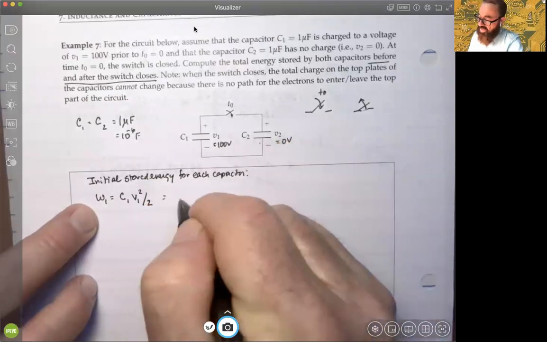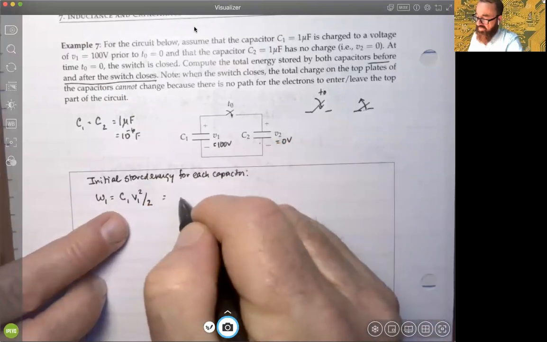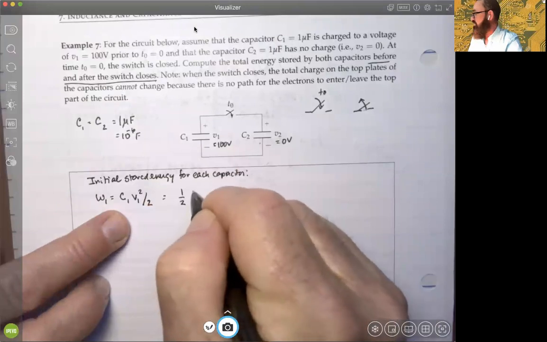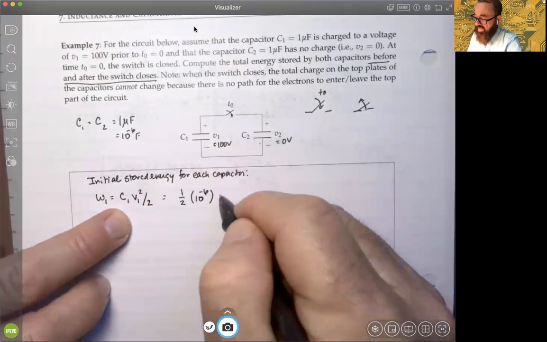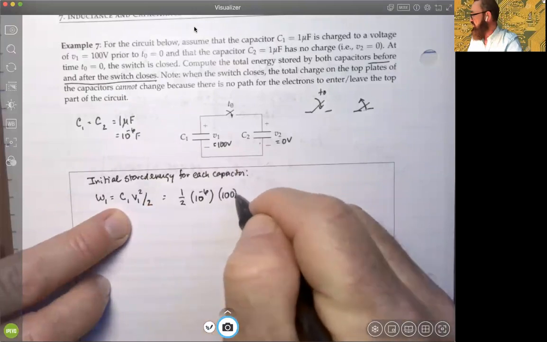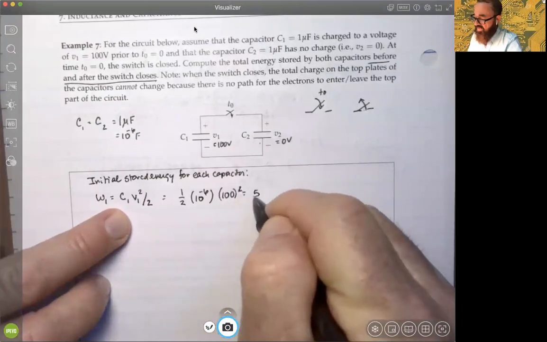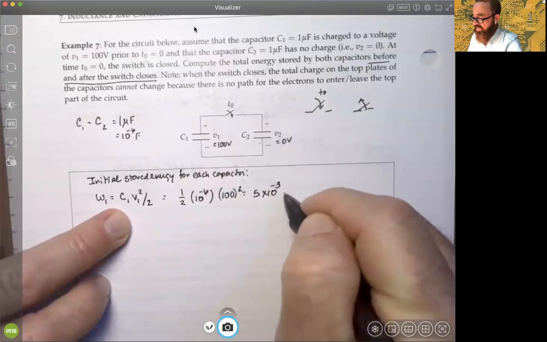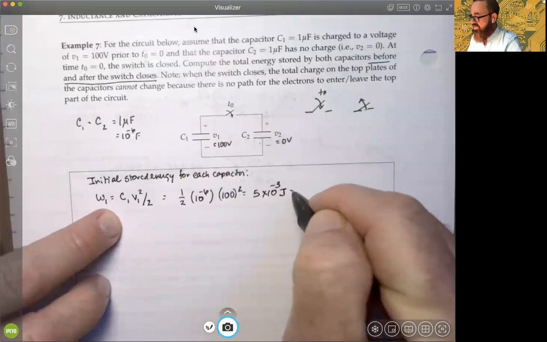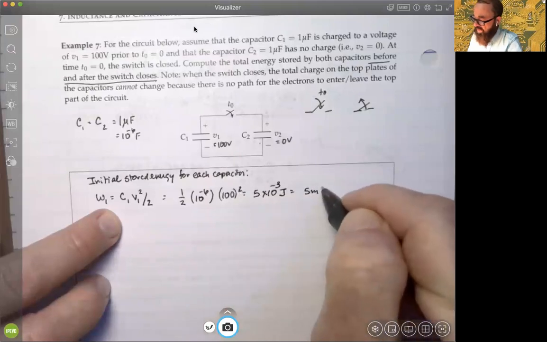And so in this case, for number 1, what will we have? I'll write it this way: 1/2 times 10 to the minus 6, which is C1, correct? And we have 100 volts, and we square the value. That would turn out to be 5 times 10 to the minus 3 joules. And I'm going to write that as 5 microjoules.